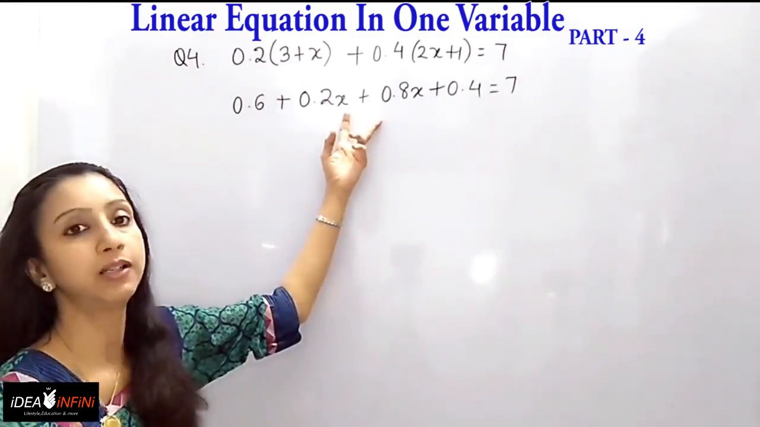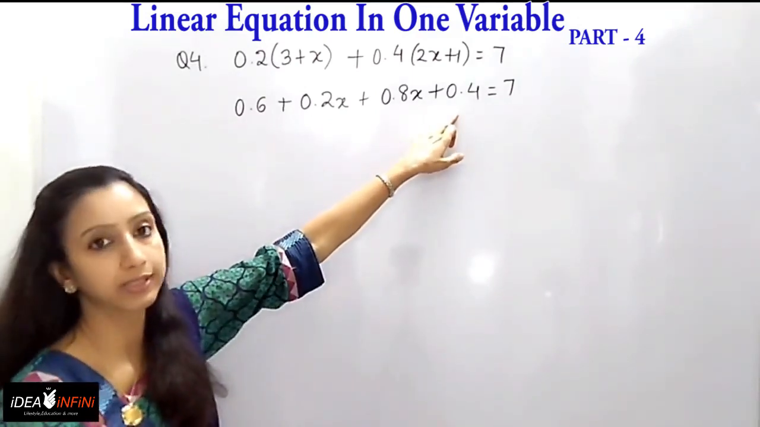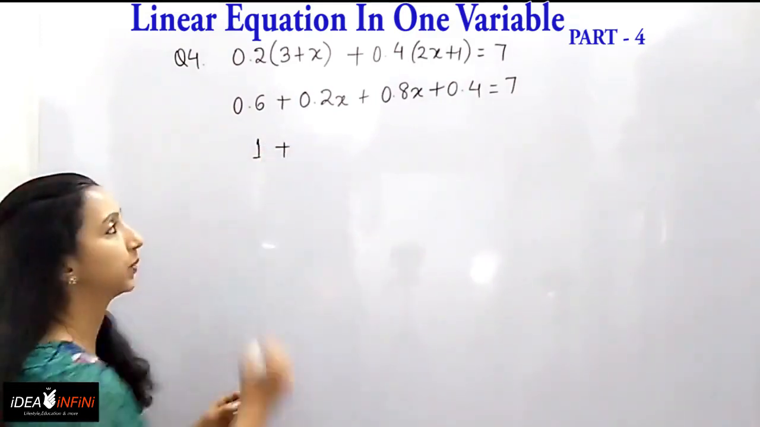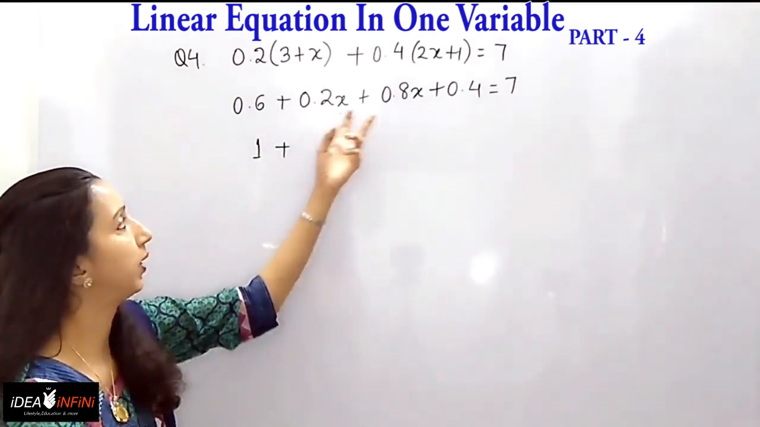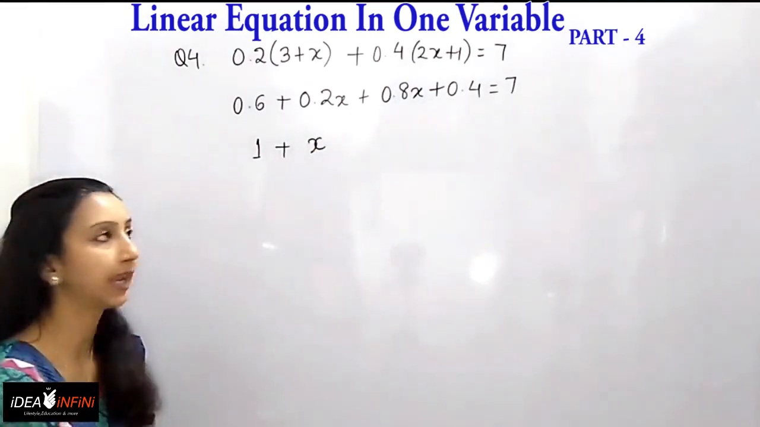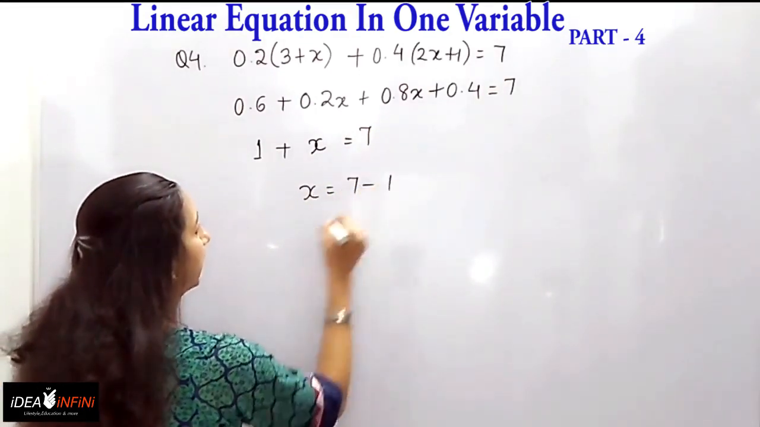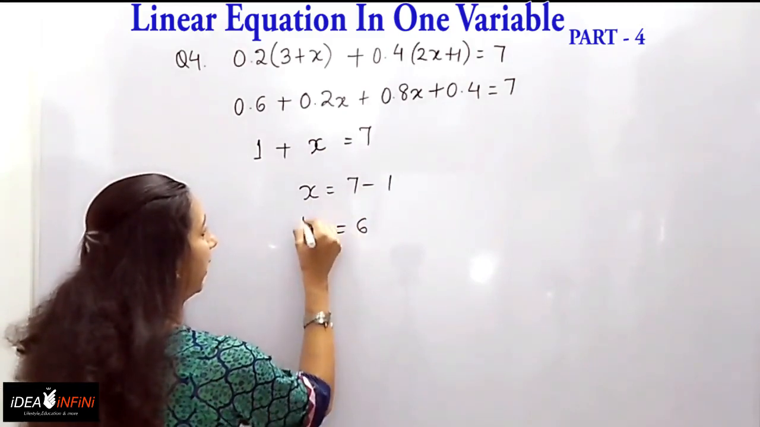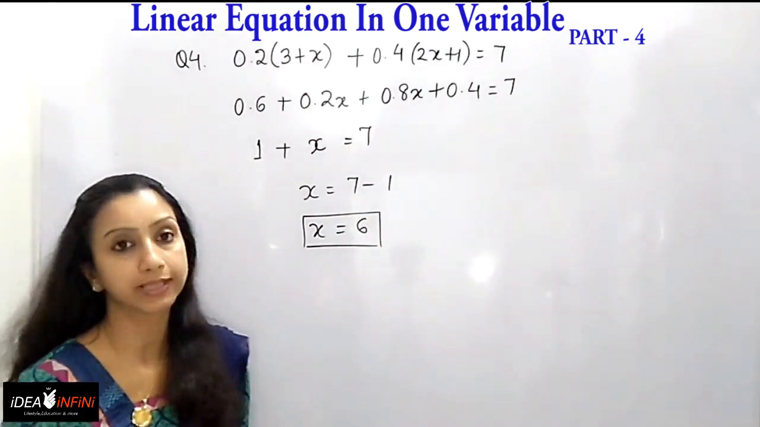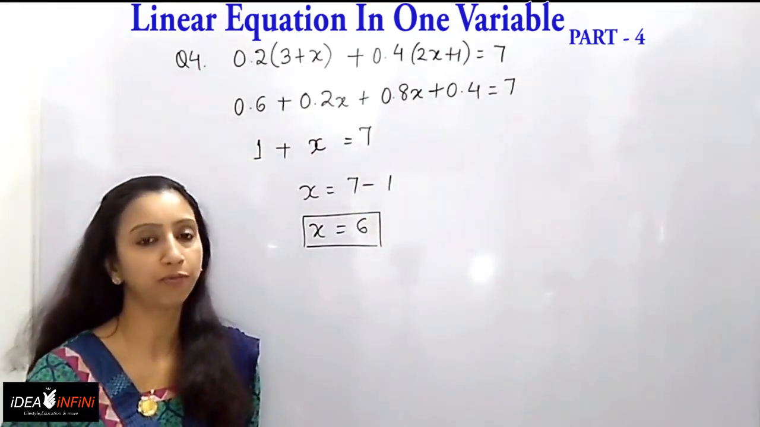You have to first open these brackets, and then what I get is 0.6, these kind of terms. Now I add up the x terms, that is the variable terms, and here there are two constant terms, 0.6 and 0.4. So they combine to make 1. 0.6 plus 0.4 is 1, and here 0.2x plus 0.8x is again 1x. 1x can be written as x is equal to 7, and x is equal to 7 minus 1, x is equal to 6. At one glance, this problem was looking a little complicated with all the decimal values here, 0.2, 0.4, but it is very easy to attempt these kind of problems.